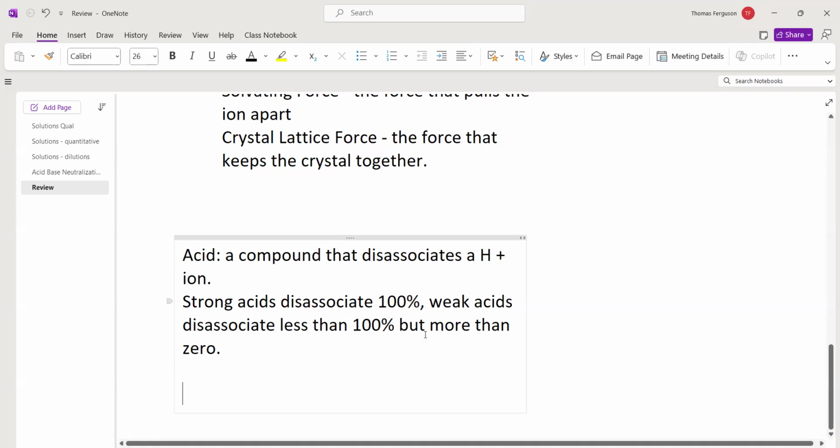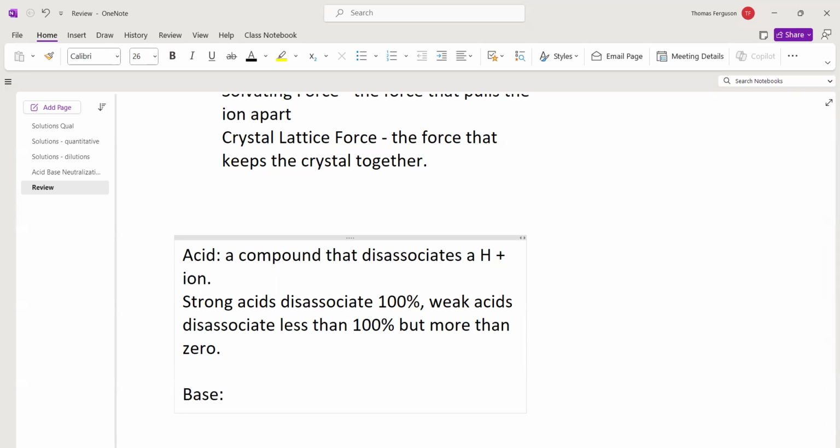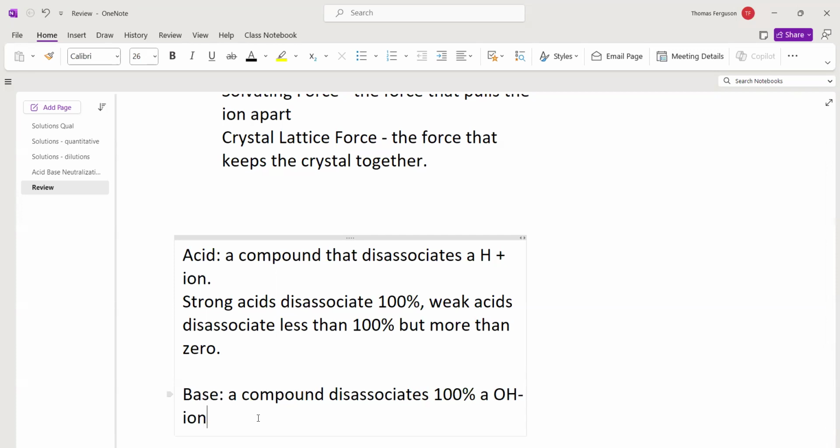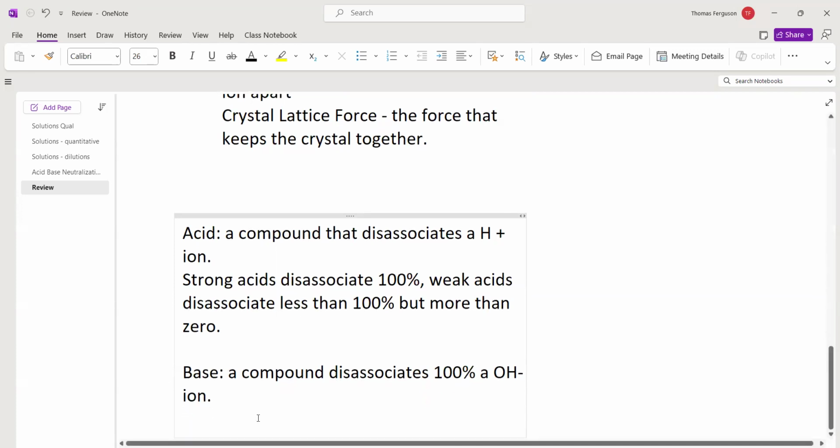Now a base is sort of the opposite of an acid. So it disassociates a hydroxyl ion, an OH minus. Strong bases.